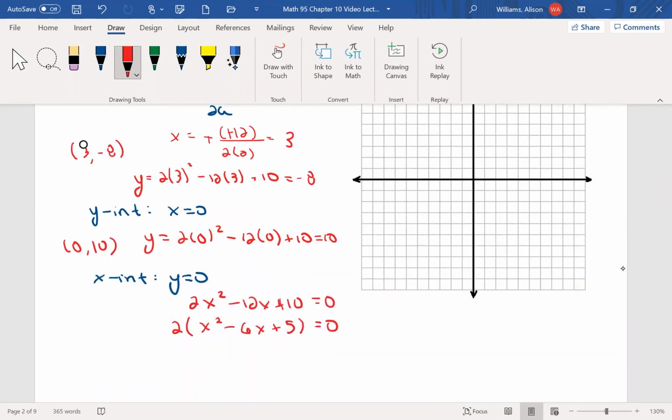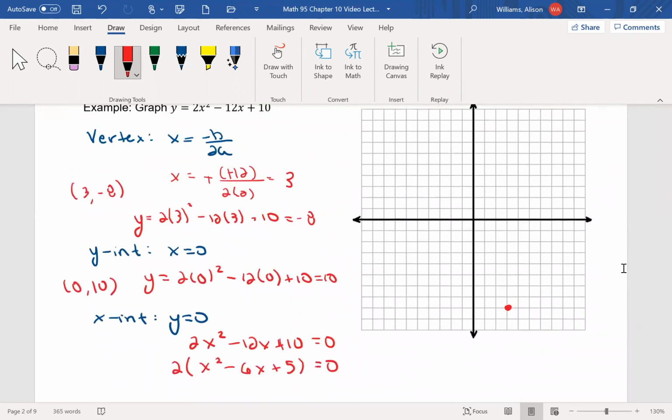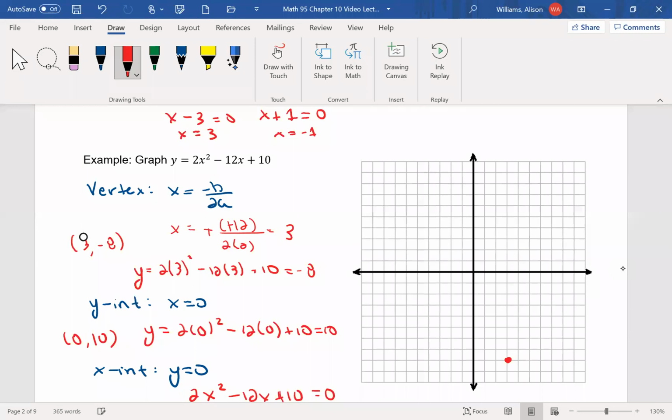So that was 3, negative 8. It's right here. And then up top, 0, 10. Sorry, guys.